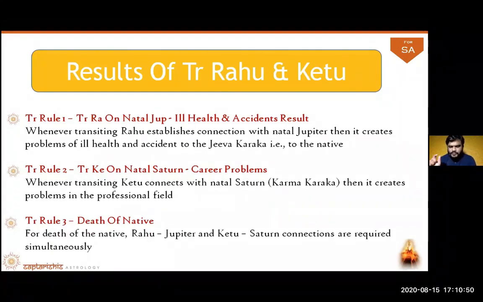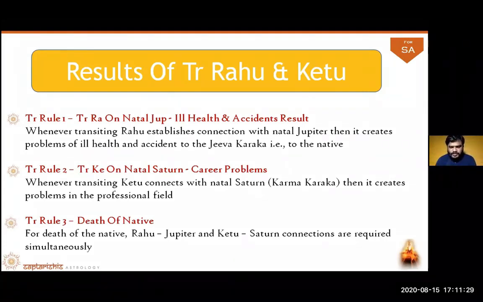For the death of the native, Rahu, Jupiter and Ketu transit connections are required simultaneously in the horoscope. Transit Rahu must connect with the natal Jupiter, with transit Ketu with natal Saturn. This is the first condition. Or else the transit Jupiter must be connected with natal Rahu, or else transit Saturn must be connected with natal Ketu. Any one of these conditions must be there. Then during that transit, death can take place.